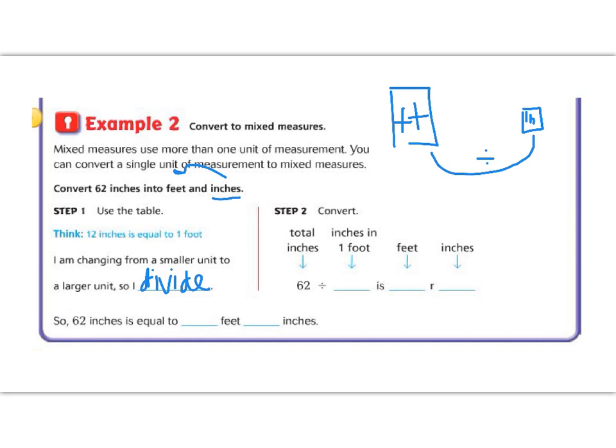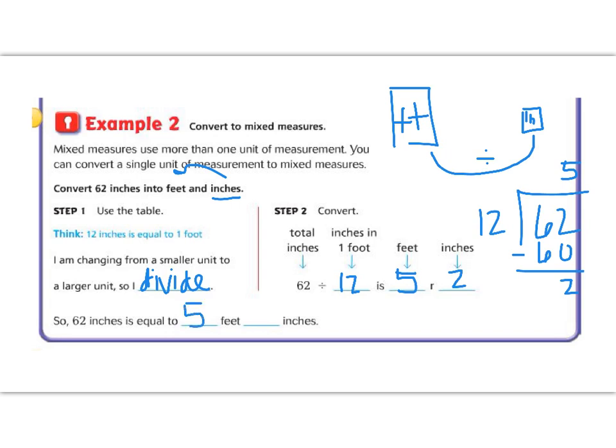So step 2, now that we know what we're going to do, there are 12 inches in a foot, so we divide 62 by 12. Let's do that to the side. 62 divided by 12. Well, we know it's not going to come out exactly perfect, but I know that 12 times 5 is 60, which leaves me with a leftover 2. So that means that I have 5 whole feet and 2 leftover inches. So that means that 62 inches is equal to 5 feet and 2 inches. And I know that because I divided. Great job so far, 5th graders.